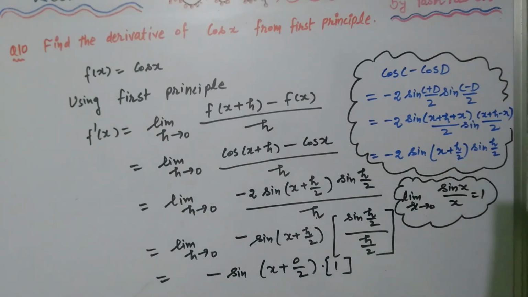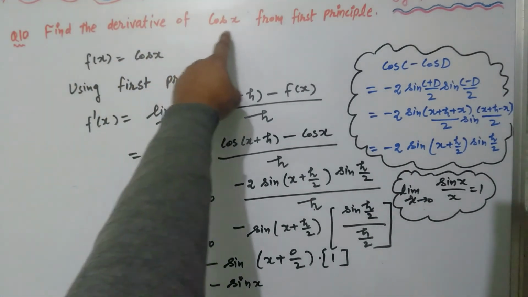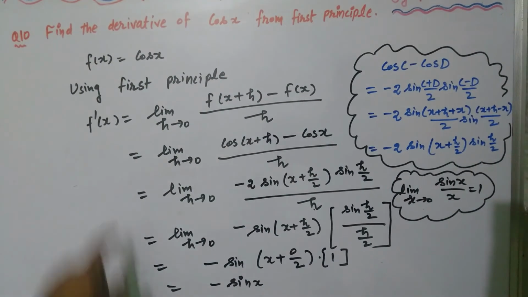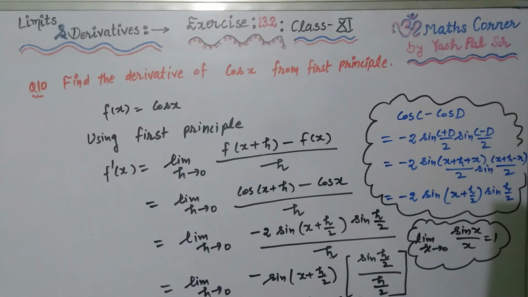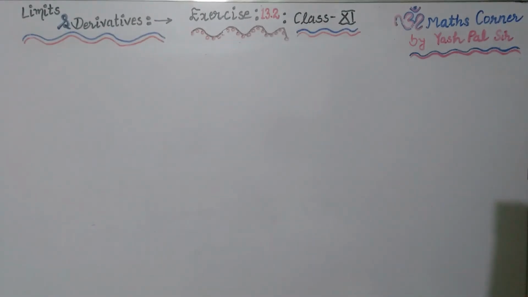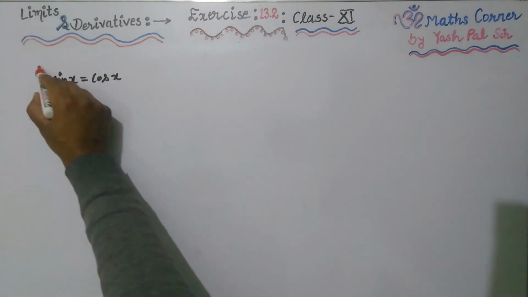So what is the final answer? Final answer is minus sine of x. So what was the question? Find the derivative of cos of x from first principle. F of x is equal to cos of x and derivative is minus sine of x. Right? Similarly, we can find the derivative of other trigonometric ratios also. Okay? I want to mention here the results. What are the derivatives of the trigonometric ratios? The very first one is derivative of sine of x, this is equal to cos of x.